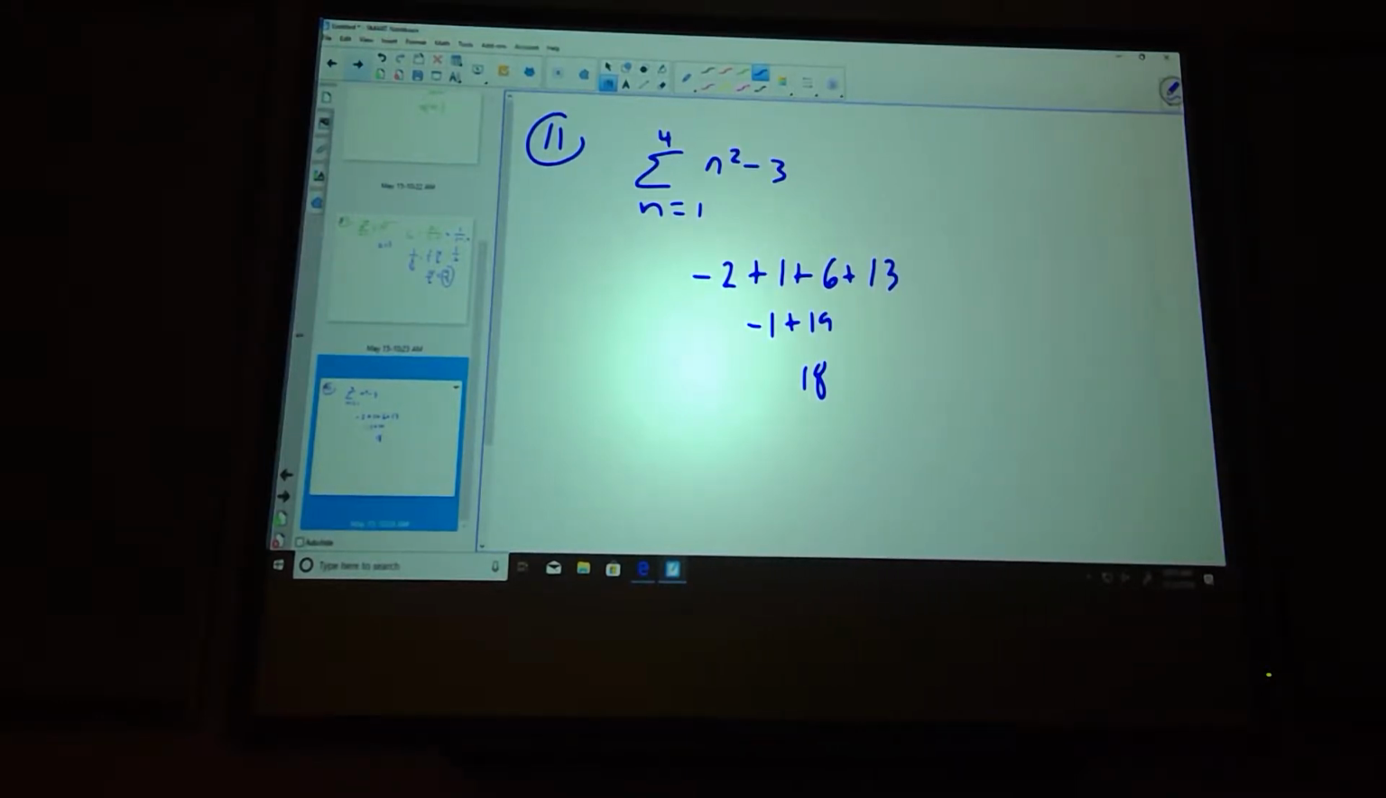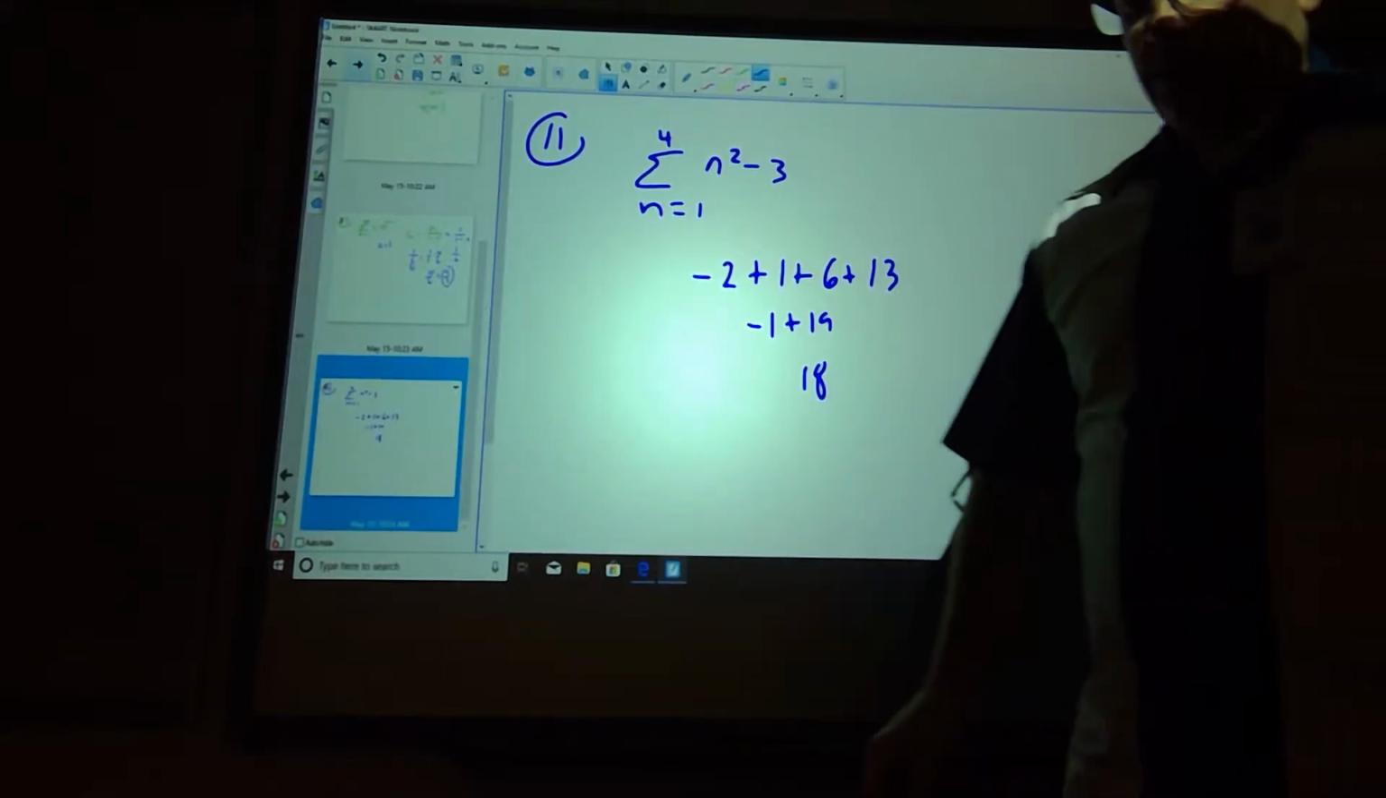Anything else? Can you do 3? 15 and then 3? Let's do 3 first.